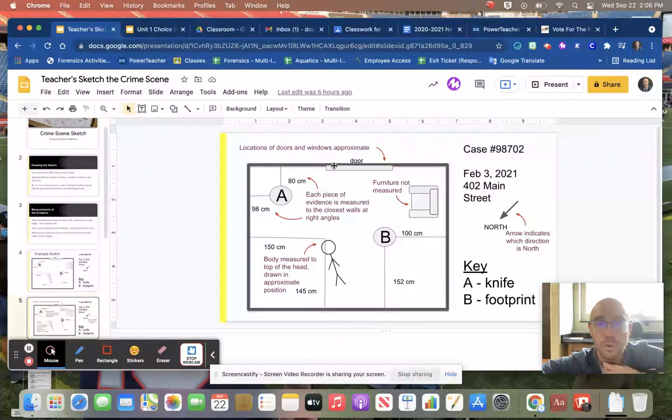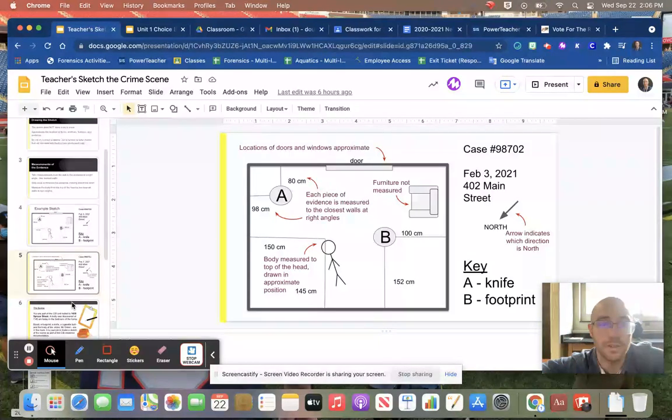The location of the doors and windows is approximate, just as long as they reference how much of the space they take up. And remember, each piece of evidence is measured to the closest wall at right angles, and the body, just to recap, is measured from the top of the head and drawn in the approximate position. In class today, we did it a little differently. I had you just do the numbers, but moving forwards, we'll talk about the body parts.